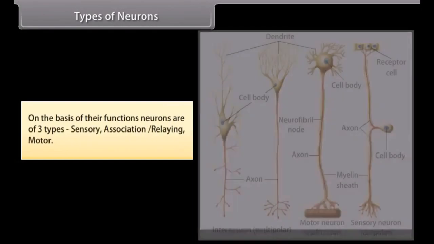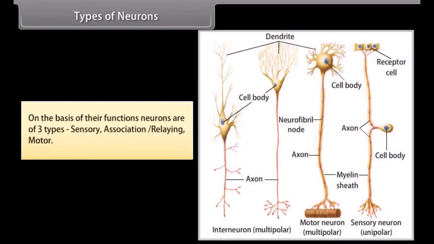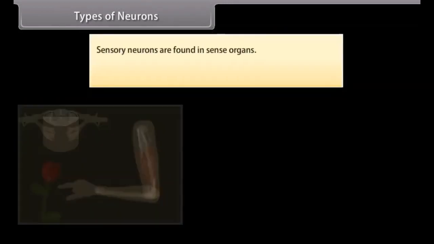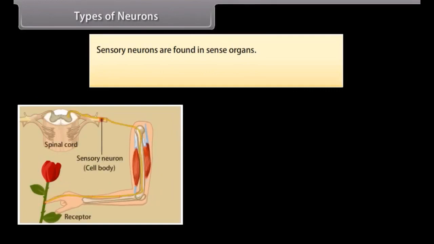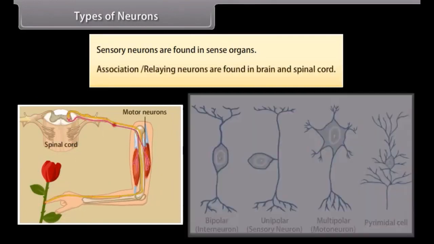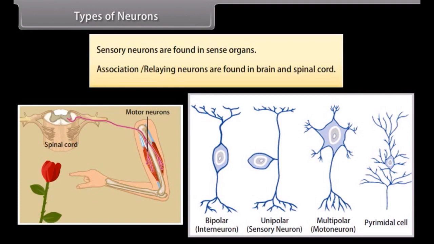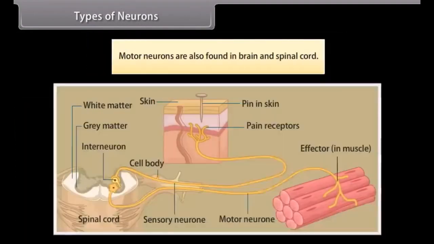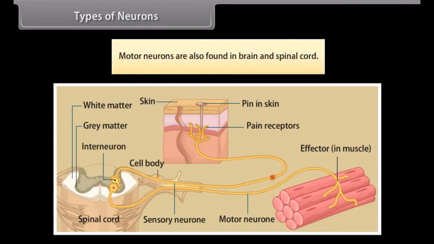Types of neurons. On the basis of their functions, neurons are of three types: sensory, association or relaying, and motor. Sensory neurons are found in sense organs. Association or relaying neurons are found in the brain and spinal cord. Motor neurons are also found in the brain and spinal cord.